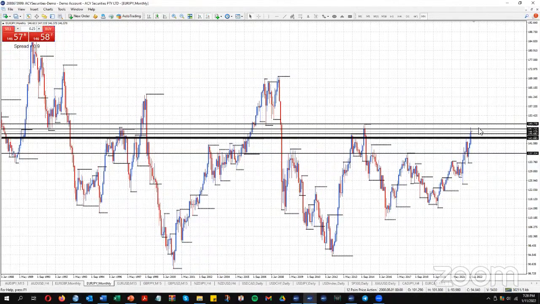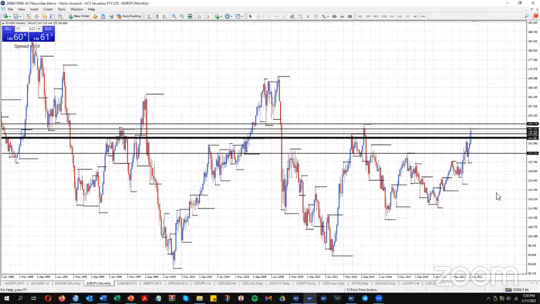Let's just look further left. Look at the structure here. Look at the structure here. Structure here. All right, we're in a historical area of structure where the market's reacted before over the last 30 years. So it would not be too much of a stretch of imagination to think that we could top here for a long-term move down.